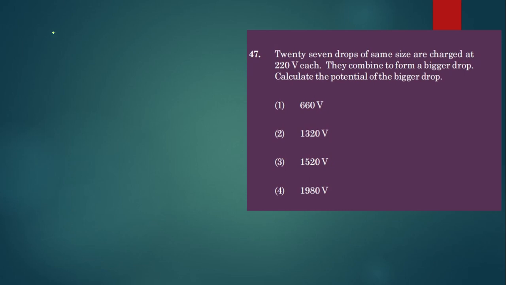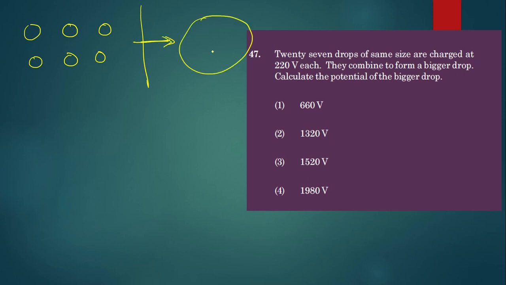According to the question, there are 27 drops. I assume that they are non-conducting, and all of them are the same size. Same size means their radius is the same and volume is also the same. Now what happens is that these 27 drops transform into a bigger drop. Let's say the bigger drop has radius R.